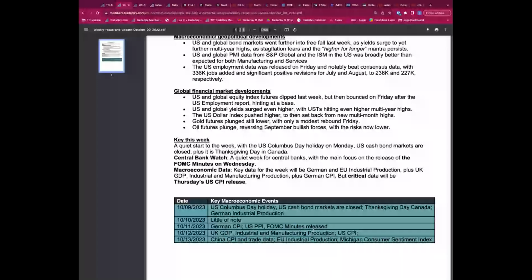And then the critical data for the week is the US CPI data that we get on Thursday. We also get some Chinese data at the end of the week, EU industrial production and Michigan consumer sentiment on Friday. So the key events come fairly quickly, within less than 24 hours. We get the Fed meeting minutes, and then we get the US CPI data. So we're going to be watching those coming up.